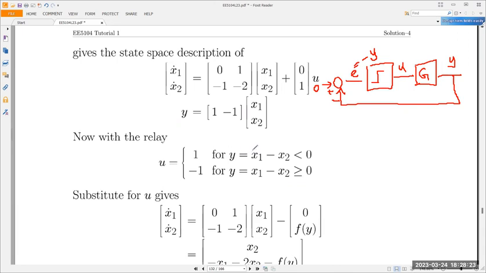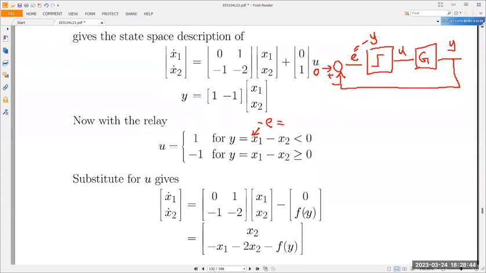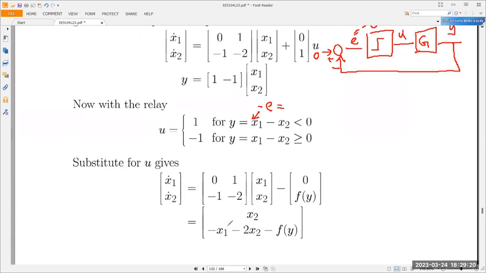Since Y equals -E, instead of putting U here, I now put a function of Y, changing the positive sign to a negative sign. So if Y is positive, F will be +1. If Y is negative, F will be -1. So now U is plus or minus 1 depending on Y. If Y is positive, then F is 1. If Y is negative, then F is -1. So you just stick the plus and minus 1 inside here, and you will get this.